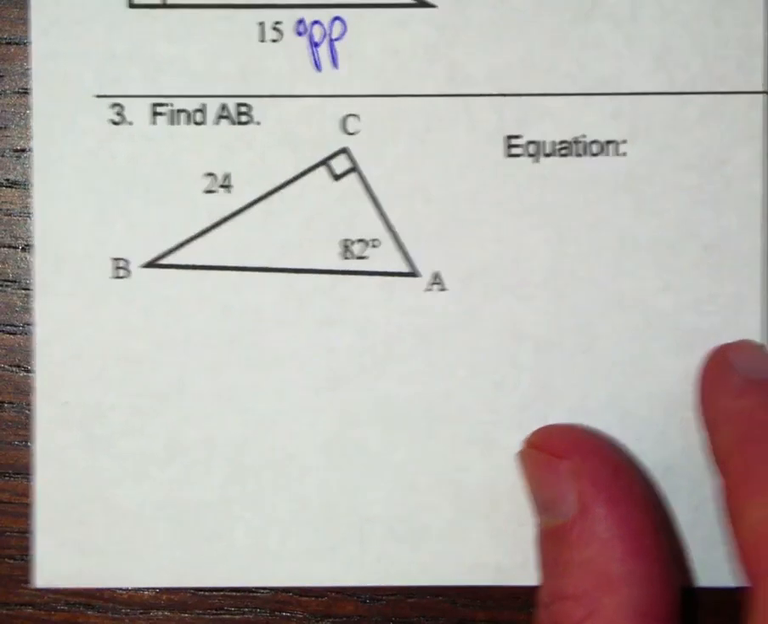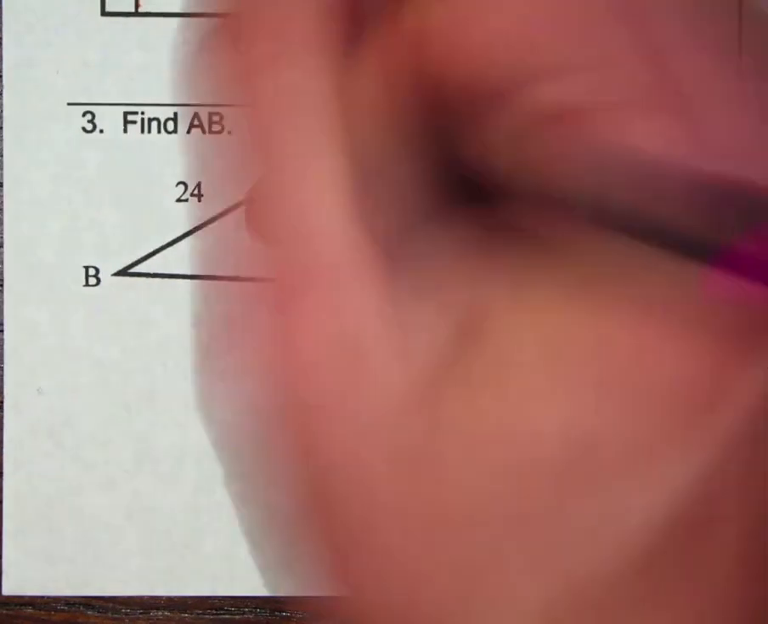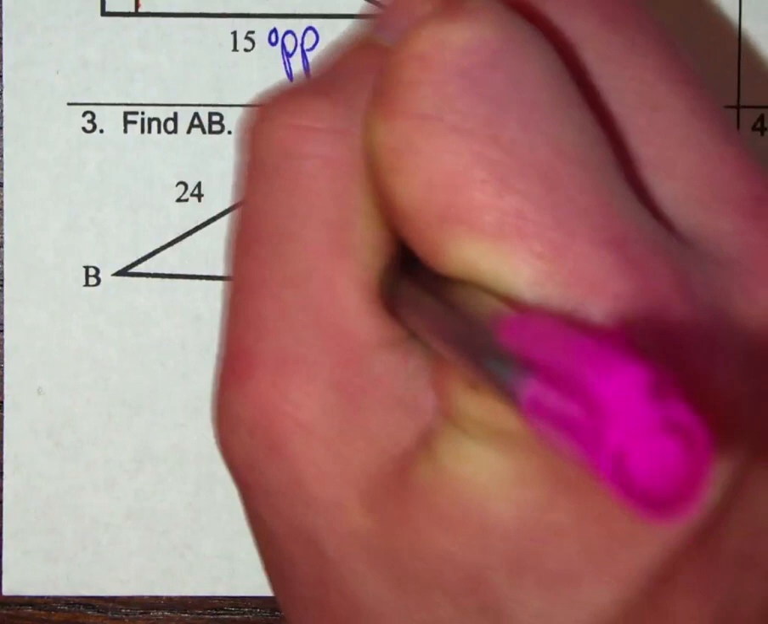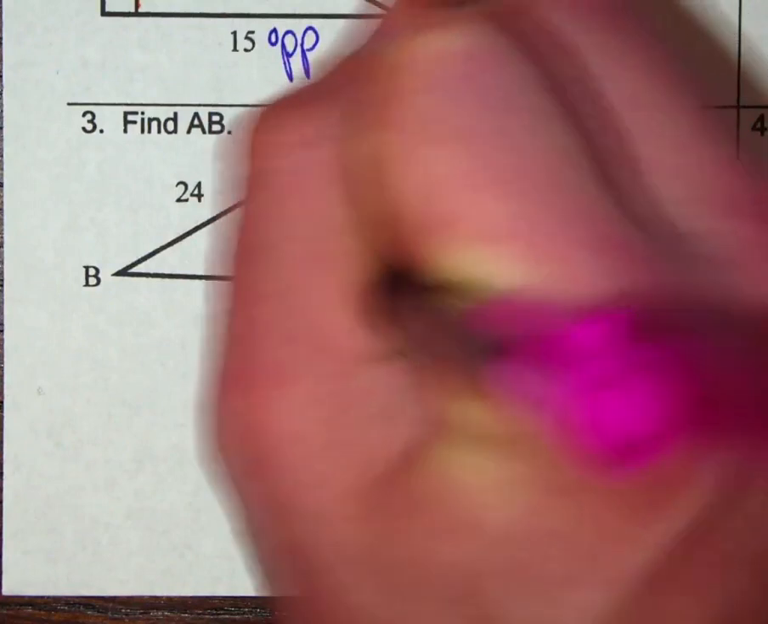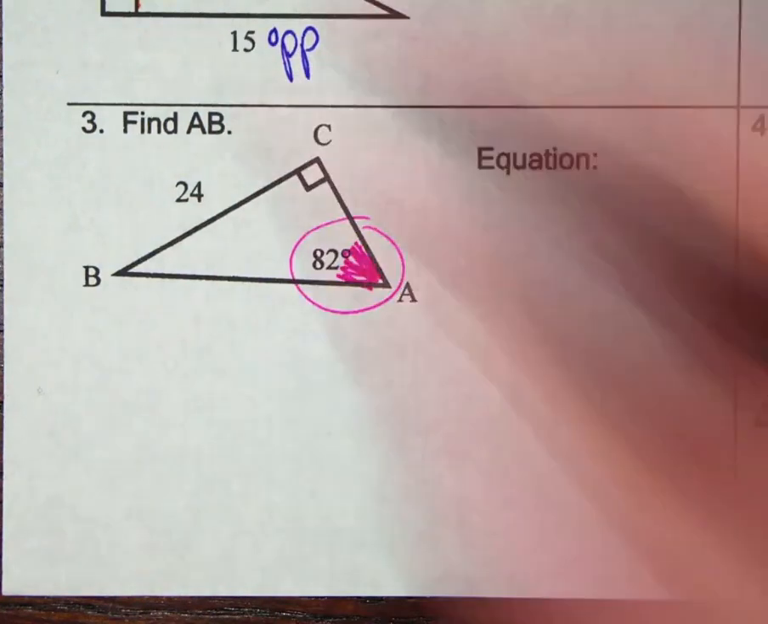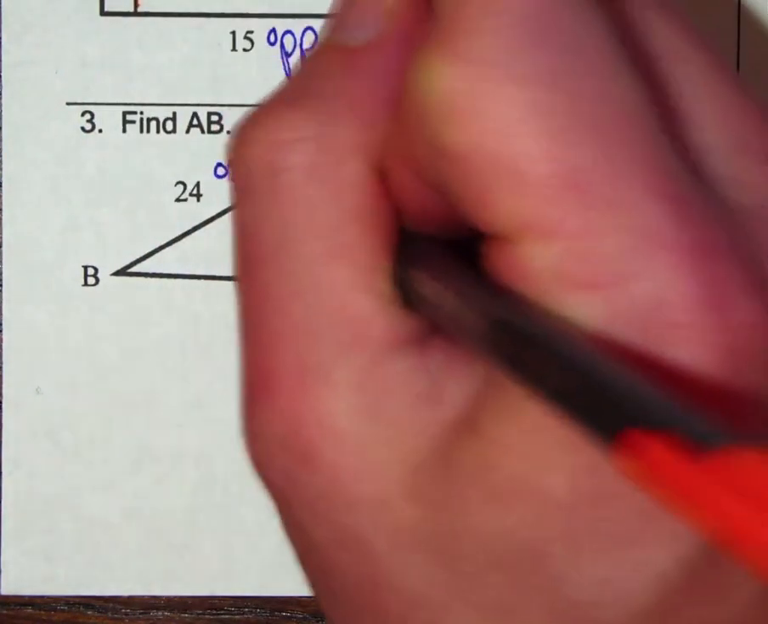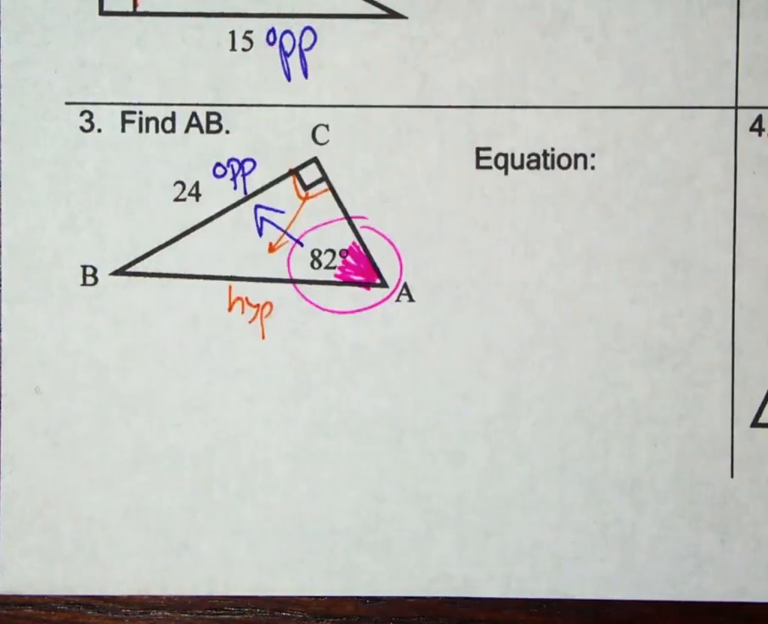Here's the next one. You can pause it and now try it. Okay, here I go. Here's my reference angle. Let's see, what do I have here? Looks like they gave me the opposite. And I'm trying to find AB. Where's AB? Down here. That happens to be the hypotenuse.